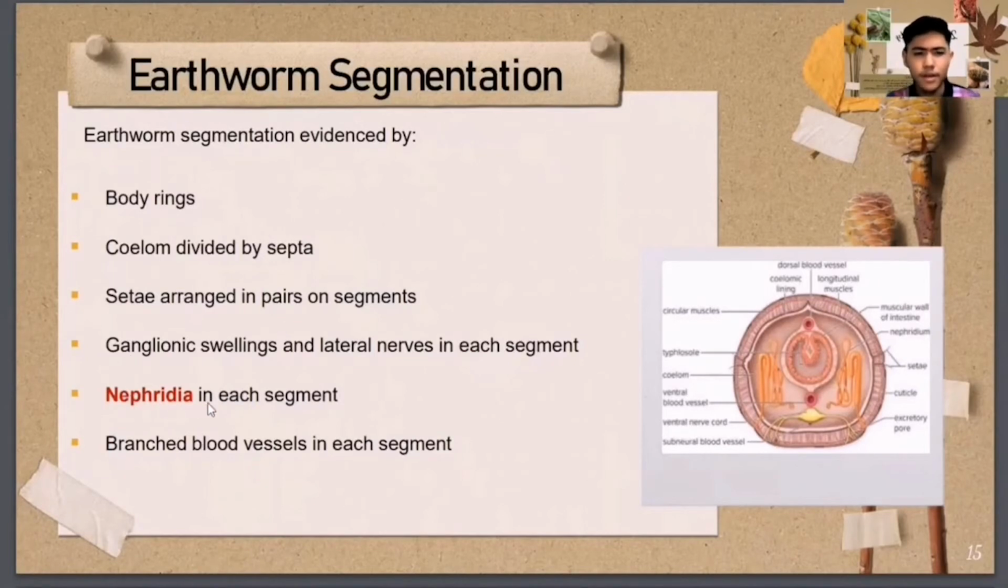Next is nephridia in each segment. Nephridia is a Greek word from nephros, which means kidney. Nephridia is a kidney basically. Lastly, there are branched blood vessels in each segment.